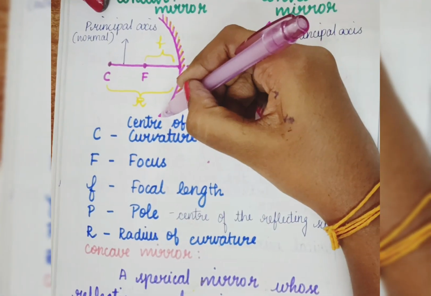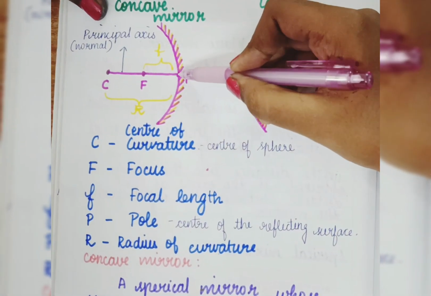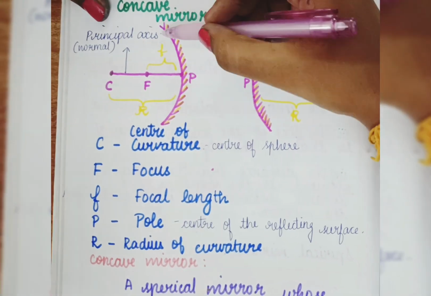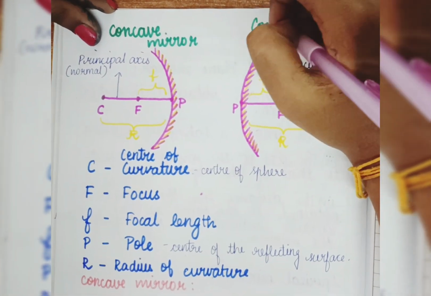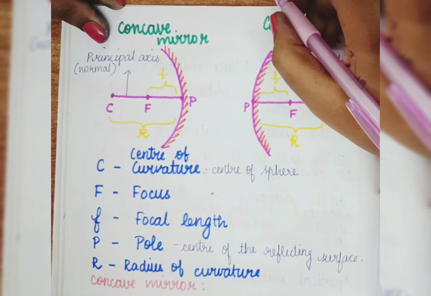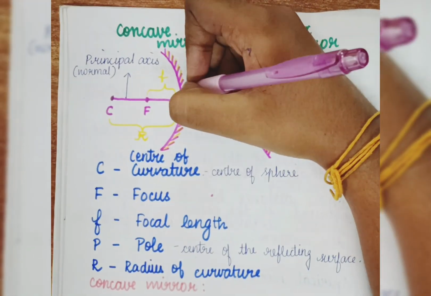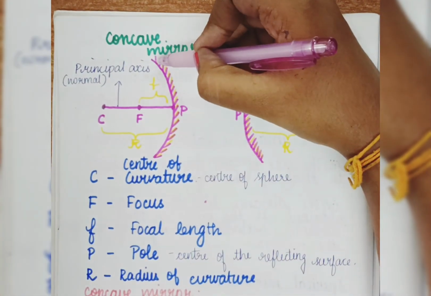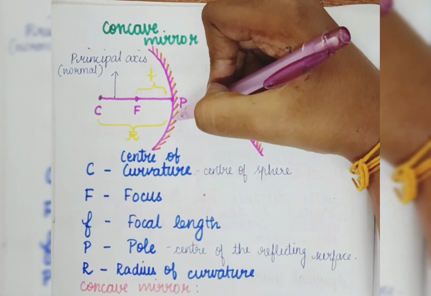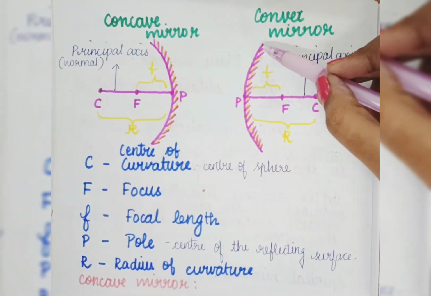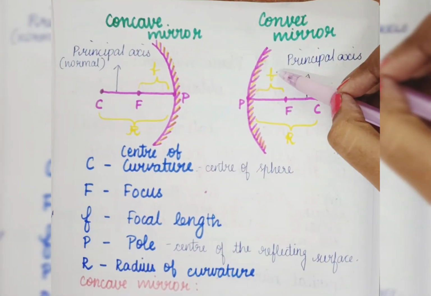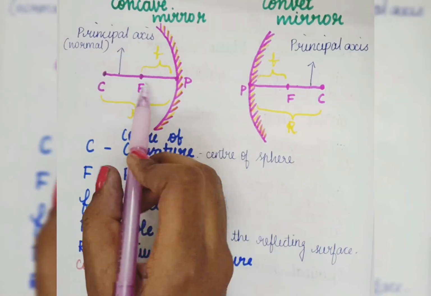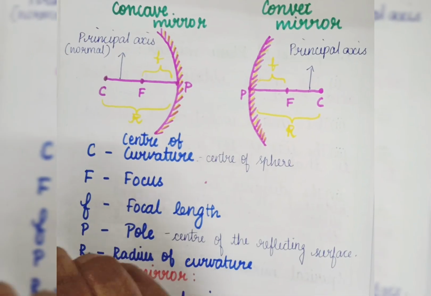This is the reflecting surface, right? So the center of this reflecting surface is the pole. When you draw a concave or convex mirror, you should always remember to mark the shaded region. Remember that the shaded region of a concave mirror is on the outer side and the shaded region of a convex mirror is present inside. Okay. Now let's understand what is focal length.